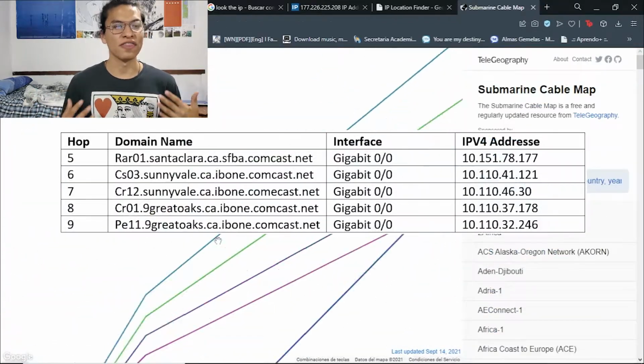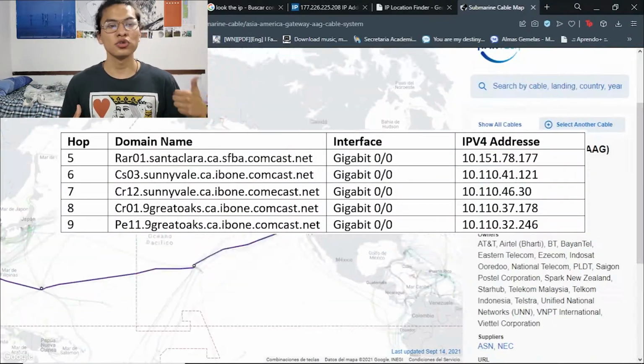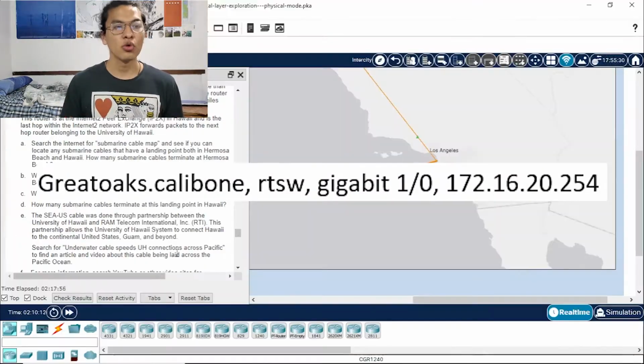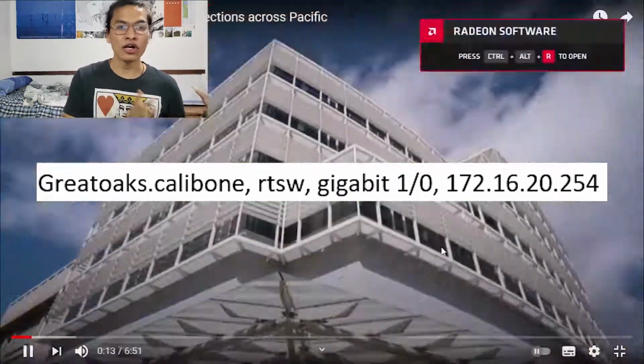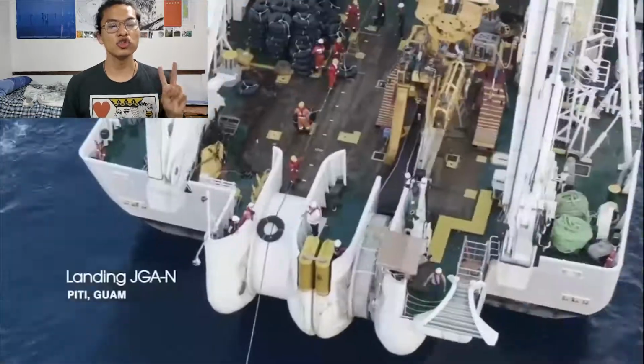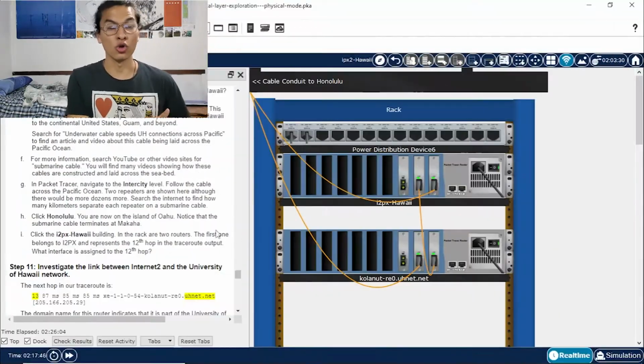Here is a table with the information from the 5th to the 9th hubs. Here is the information from the 10th hub, which was the connection between San Jose and Los Angeles. From there, or most exactly from Hermosa Beach, there are two submarine cables that come out, and the one modeled in this practice was the CUS, which connected to Makaha in Honolulu.